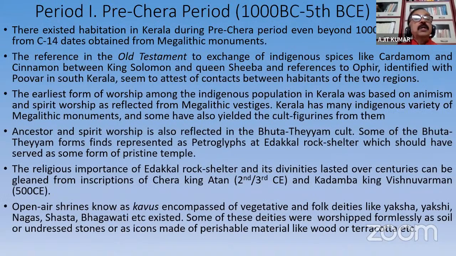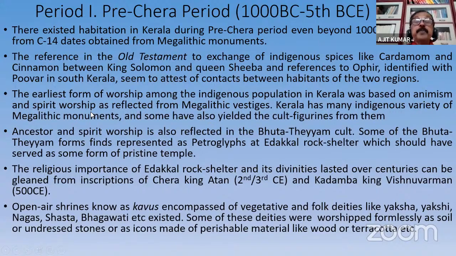Now coming to the pre-Chera period, which I tentatively placed between 1000 BC and 5th century BCE, that there existed habitation in Kerala during the pre-Chera period even beyond 1000 BC is confirmed from the C14 dates which we have obtained for megalithic monuments. And there is also a reference in the Old Testament to the exchange of indigenous spices like cardamom, cinnamon between King Solomon and Queen Sheba, and the references to Ophir, which has been identified with Poovar in South Kerala. This reference in the Old Testament seems to attest to contact between inhabitants of the 2 regions.